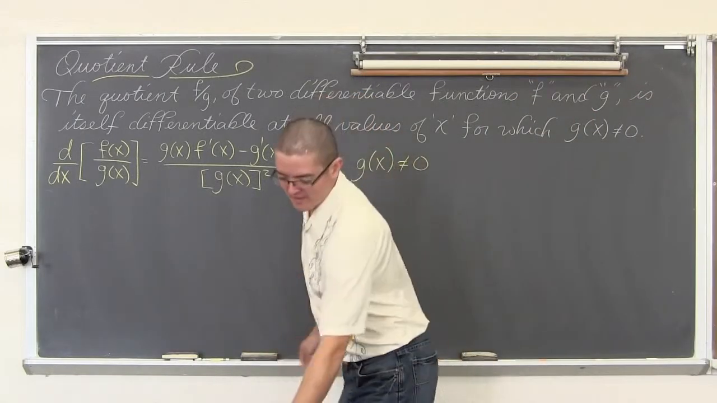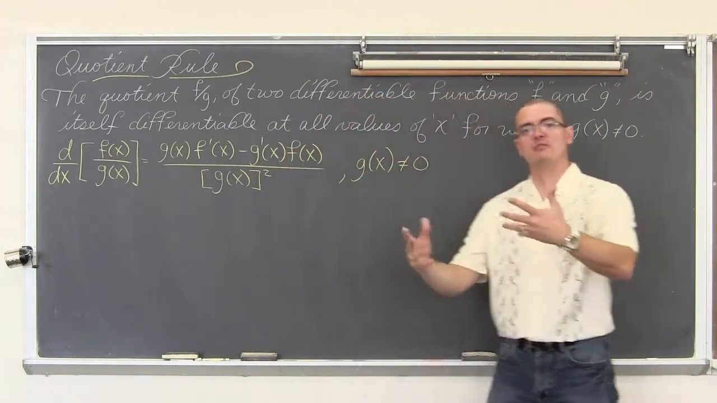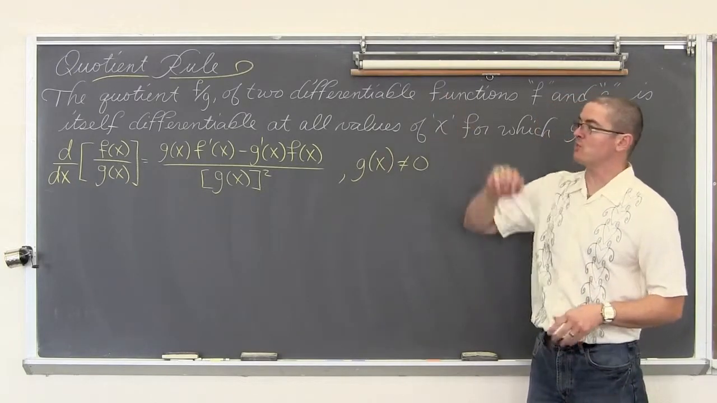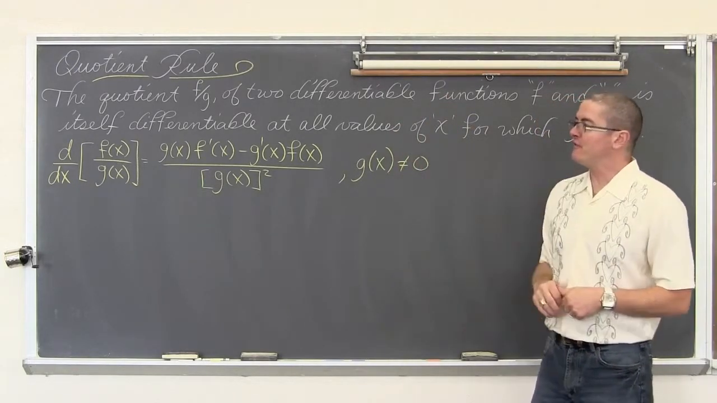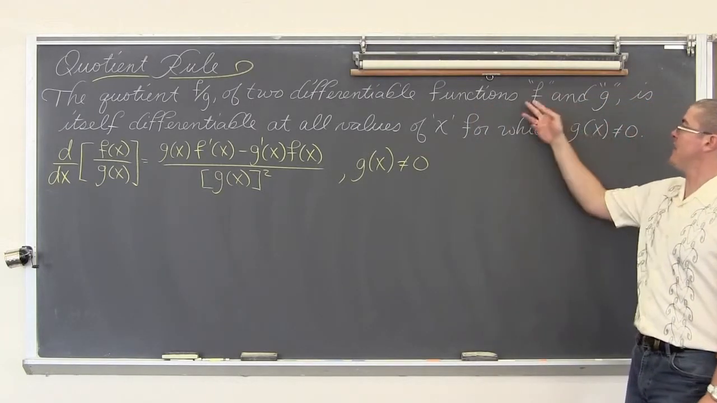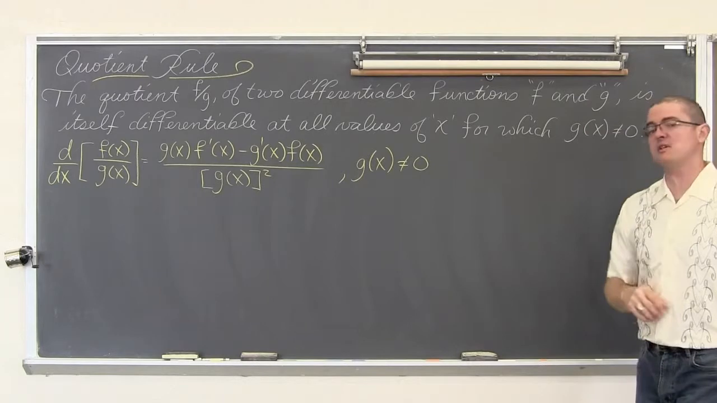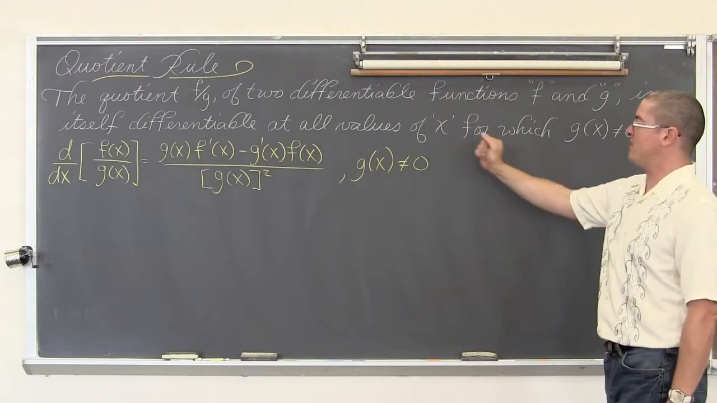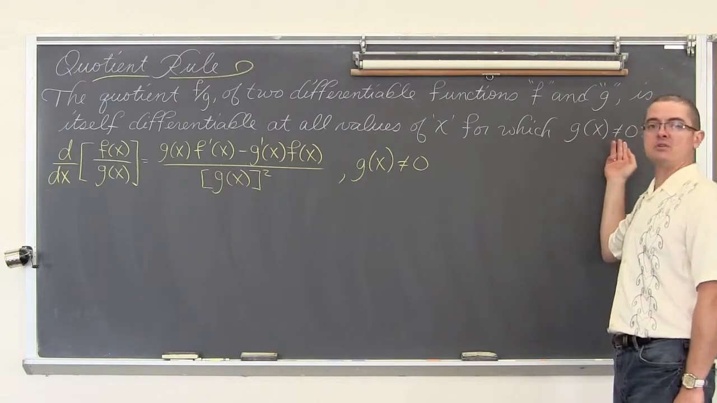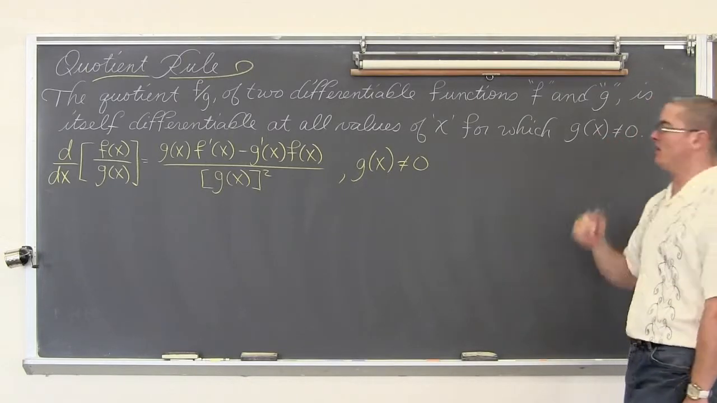Bam, it's true. In this video, we're going to move on from the product rule and work out a few examples of the quotient rule. The quotient of f and g, or f over g, of two differentiable functions, f and g, is itself differentiable at all values of x for which g of x is not equal to 0.